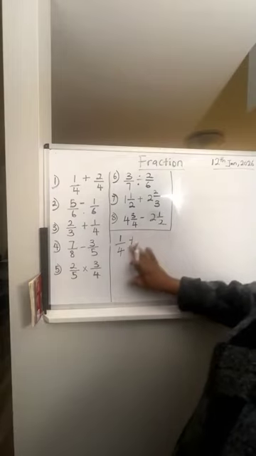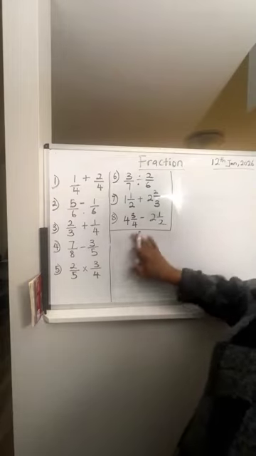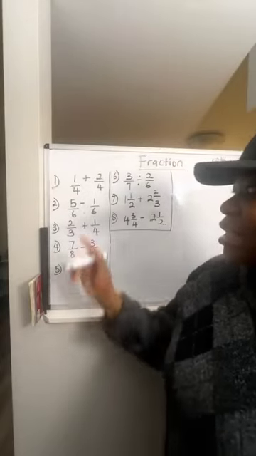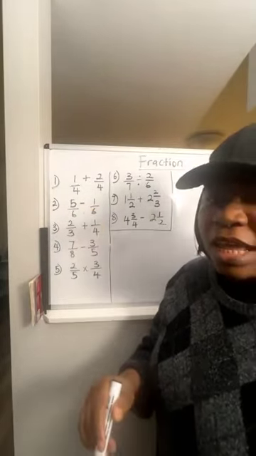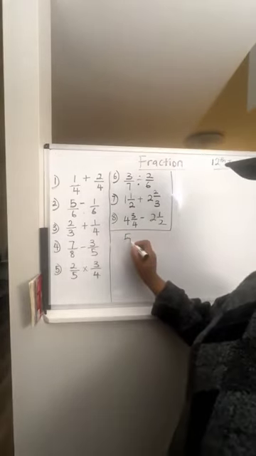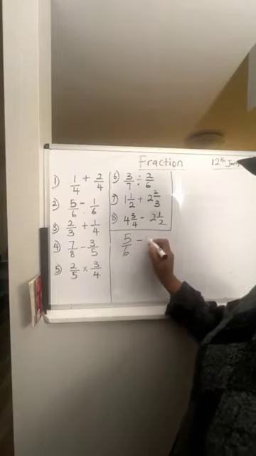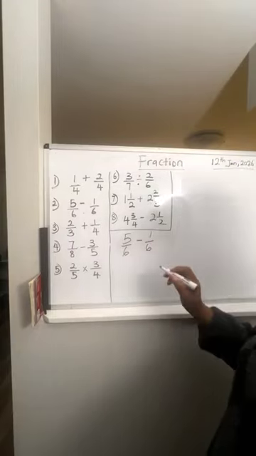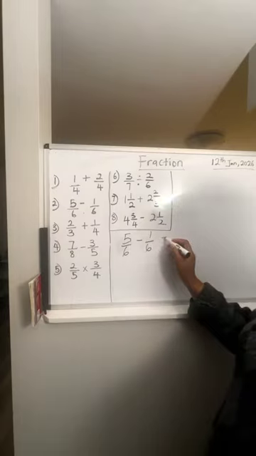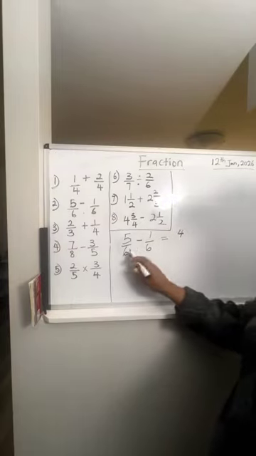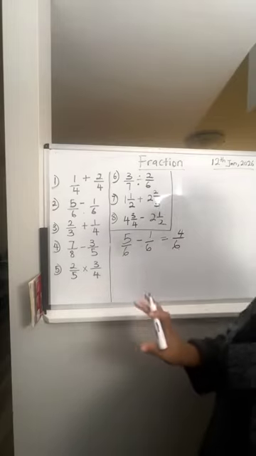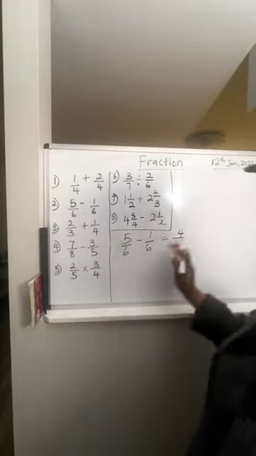Number 2 question is the same as number 1, but the difference is there is a subtraction sign here. So what you do is just subtract 5/6 minus 1/6. What do you have here? 5 minus 1 will give you 4/6. It still remains 6 because they have the same denominators.